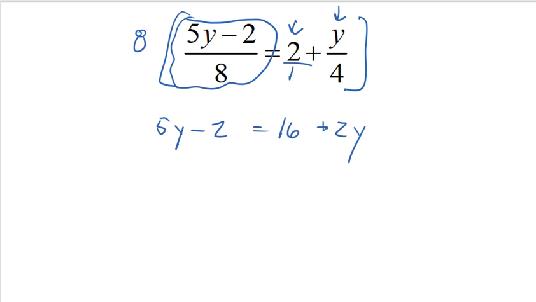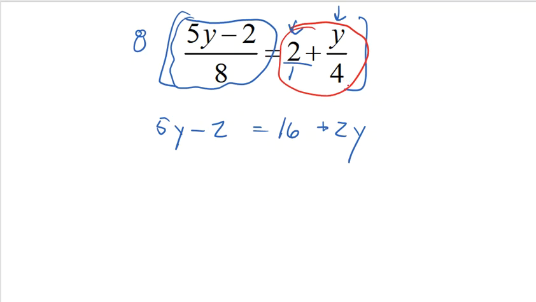Another thing that some kids may have learned is to cross multiply. But you cannot cross multiply, please note this, until you have one fraction on each side. It's got to be one fraction on the left and one fraction on the right. So if I'm going to cross multiply, I need to combine these together on the right. I need to get that right-hand side to be one fraction.